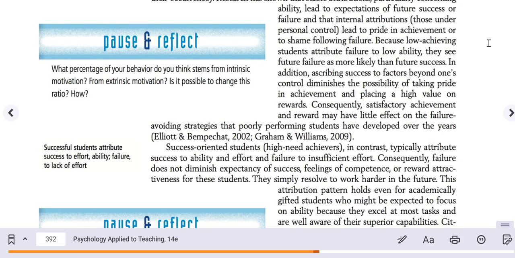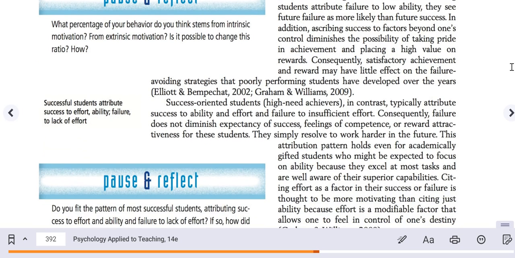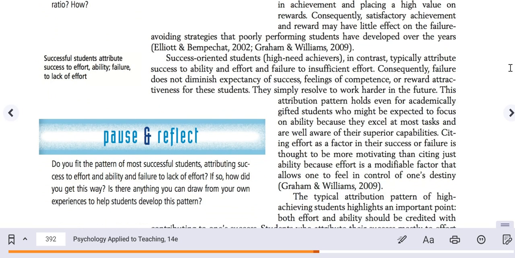Success-oriented students, high-need achievers, in contrast, typically attribute success to ability and effort, and failure to insufficient effort. Consequently, failure does not diminish expectancy of success, feelings of competence, or reward attractiveness for these students. They simply resolve to work harder in the future. This attribution pattern holds even for academically gifted students who might be expected to focus on ability because they excel at most tasks and are well aware of their superior capabilities. Citing effort as a factor in their success or failure is thought to be more motivating than citing just ability, because effort is a modifiable factor that allows one to feel in control of one's destiny.